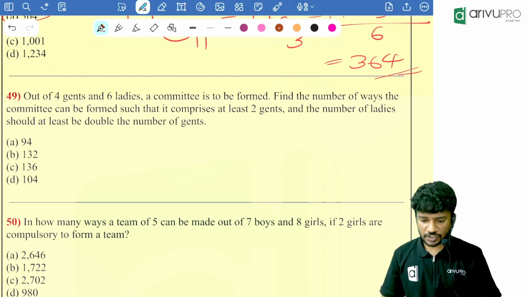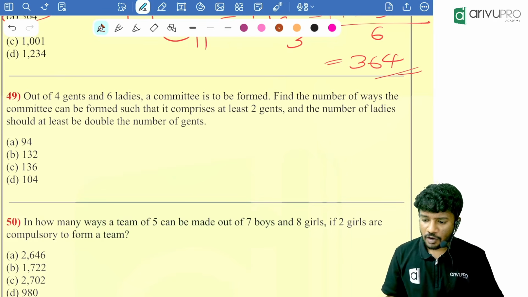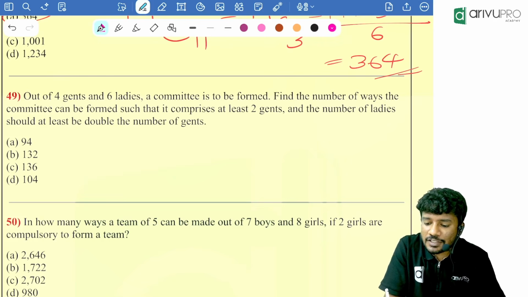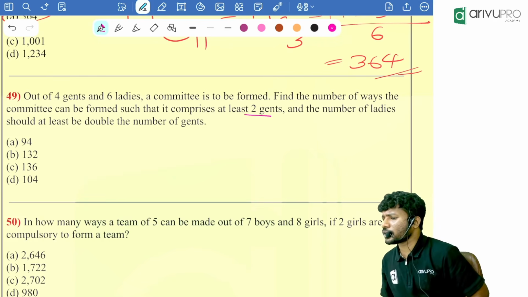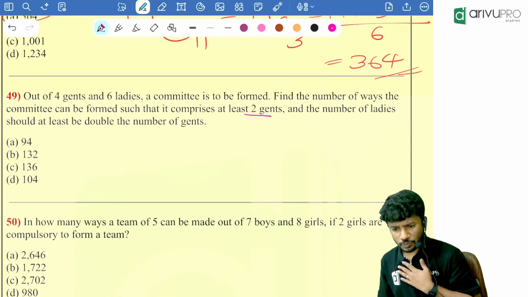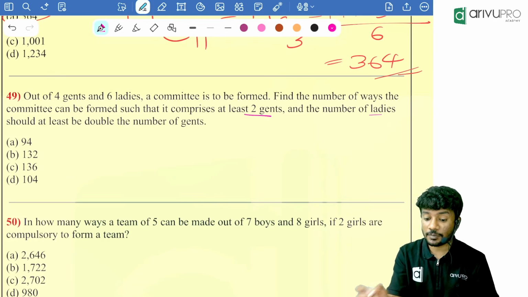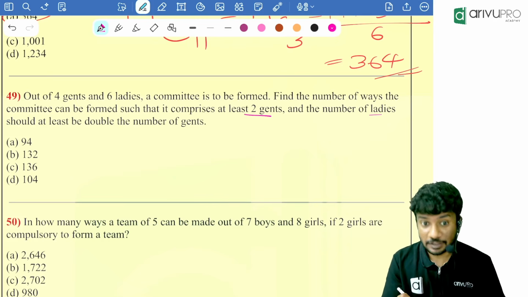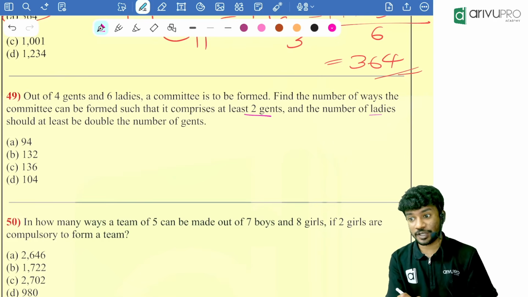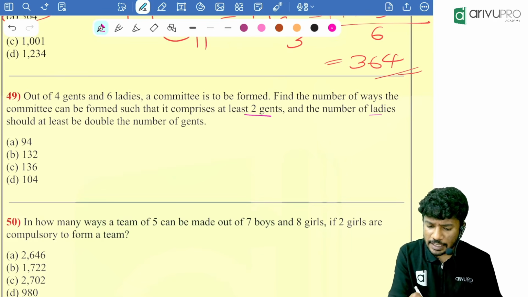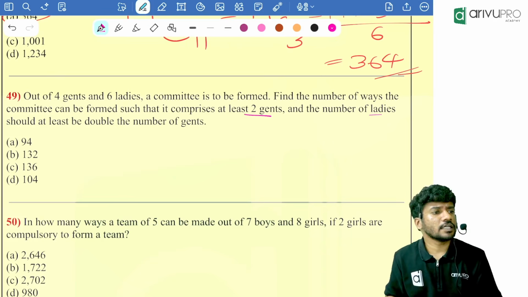Out of 4 gents and 6 ladies, a committee is to be formed. Find the number of ways that the committee forms such that it comprises at least 2 gents. At least 2 gents means that 2 or more gents should be there. And another condition is coming with respect to the number of ladies, so using our none method, we will not be able to get the answer. We should do it normally itself. Ladies, at least double the number of gents.